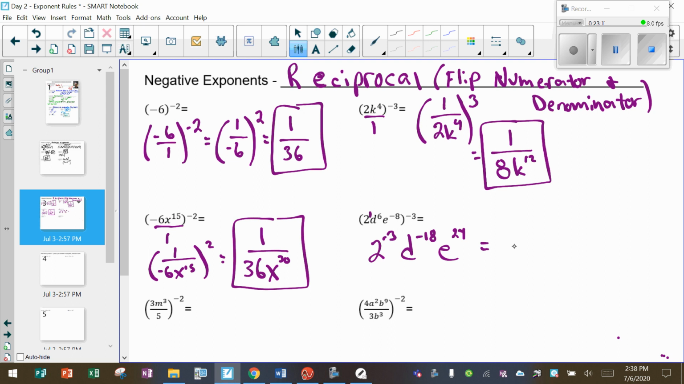Looking at it this way, I told you with the subtraction problems, anything that ended up with a negative exponent, put in the bottom. So this becomes 2 to the third in the bottom of our fraction, d to the 18th in the bottom of our fraction, but e to the 24th goes back in the numerator up in the top. I can take this one step further just because I know that 2 to the third means 2 times 2 times 2. That turns into 8.